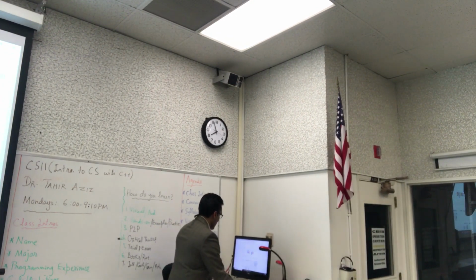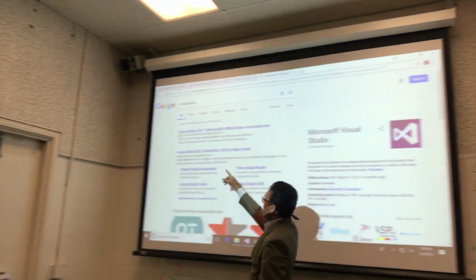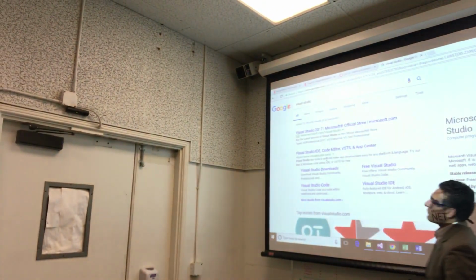Okay, so if I go here, if I say Visual Studio, you'll see a website, Microsoft.com Visual Studio or visualstudio.com. So here it is. You will see visualstudio.com. You can also find Microsoft.com Visual Studio.